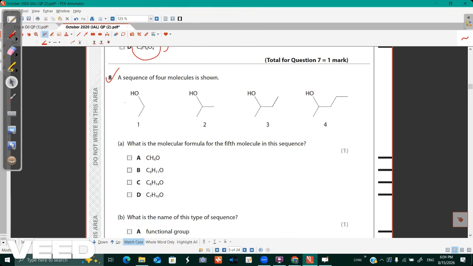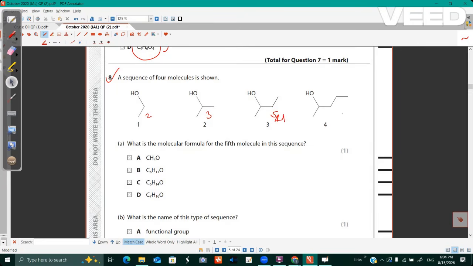A sequence of four molecules is shown. What is the molecular formula of the fifth molecule in the sequence? Sequence they're talking about. Let's see. There must be a pattern. I don't know. I may feel like two carbons, three carbons, 1, 2, 3, 4, 5 carbons, 6 carbons. 1, 2, 3, 4, 5.